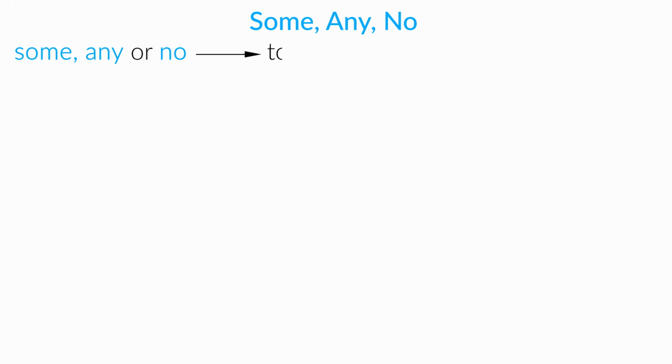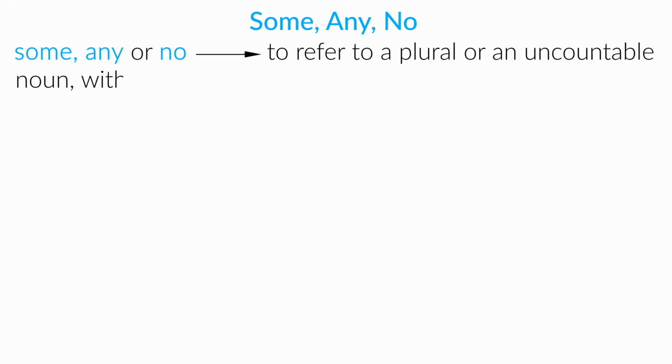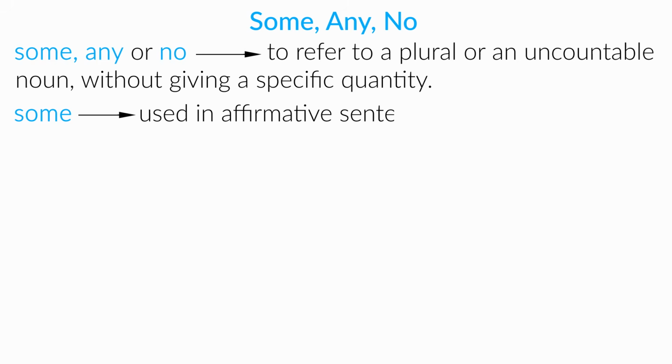Some, any, no. When we want to refer to a plural or an uncountable noun without giving a specific quantity, we use the determiners some, any or no. The quantifier some is mainly used in affirmative sentences. For example, he gave me some advice.